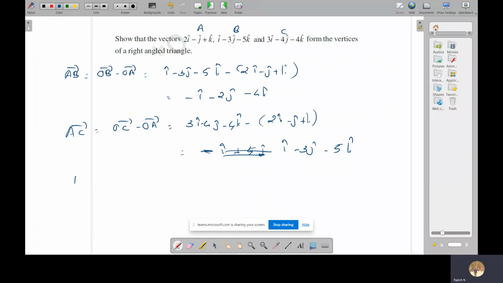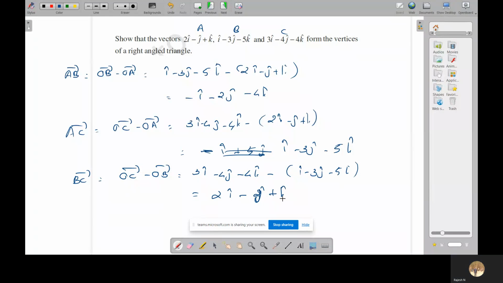Now vector BC. What is vector BC? OC minus OB. What is it? OC minus OB? 3I cap minus 4J cap minus 4K cap minus OB is what? I cap minus 3J cap minus 5K cap. So 2I cap minus J cap minus 4K cap plus K cap.